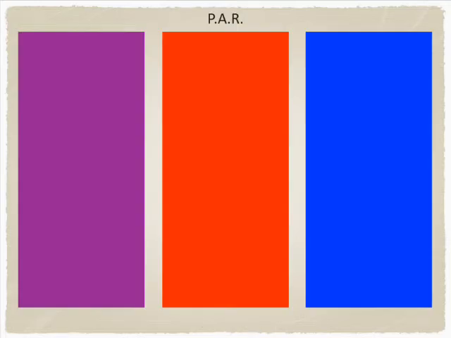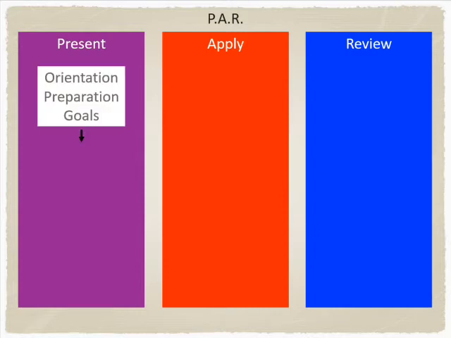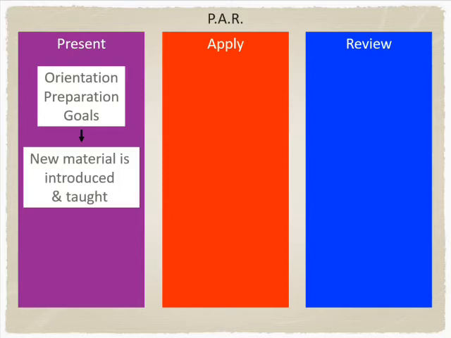Next up, we have PAR, which, as I said, stands for Present, Apply, Review. So in the present stage of a lesson, you're orientating students towards what they're going to learn. You're helping them prepare for a new piece of information, you're clarifying the goals, and then you introduce and teach some new material that the students need to understand. So you're presenting the thing that they're going to be using.